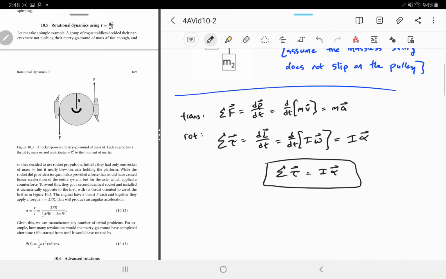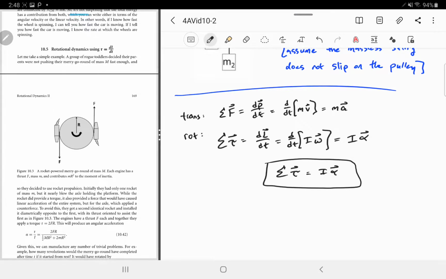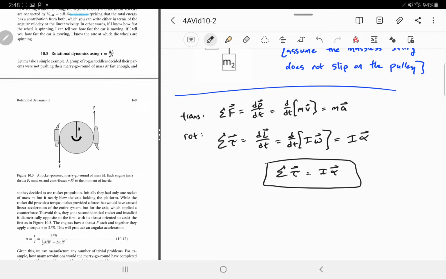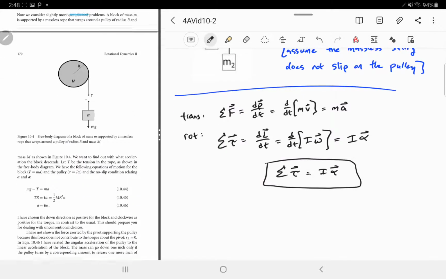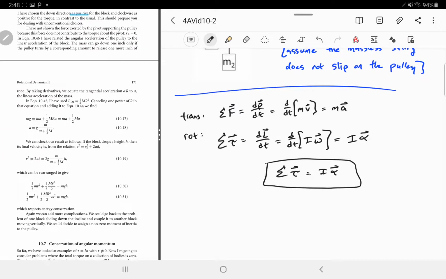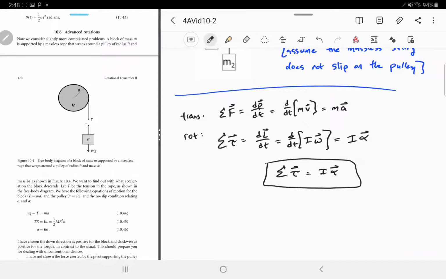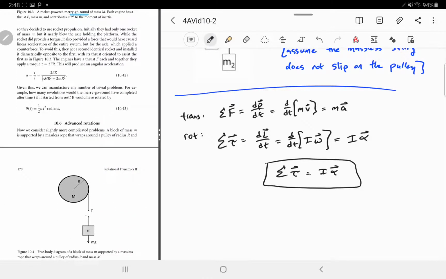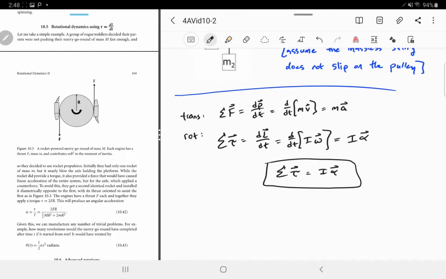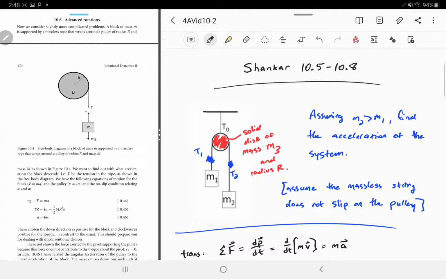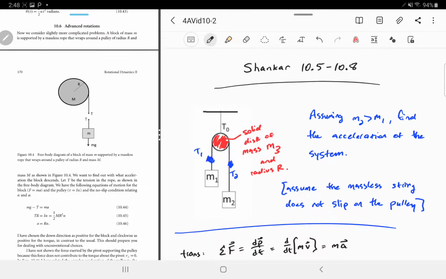Your book does an example right here. I'll just talk about section 10.5. Your book does two quick examples, 10.5 and 10.6. It's an easy example and a medium example, or medium and hard, depending on whether you've seen this before, I guess. So we're going to do an example that's really similar to the example in 10.6.